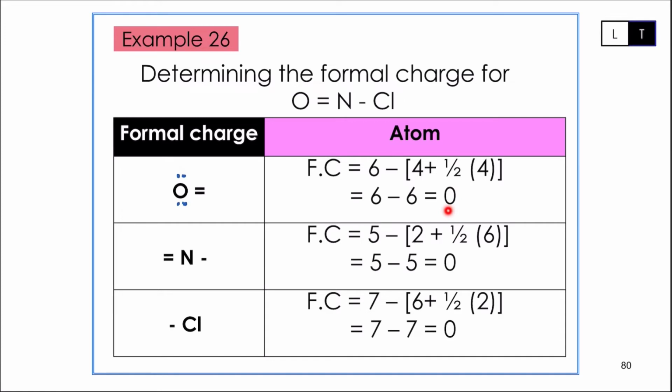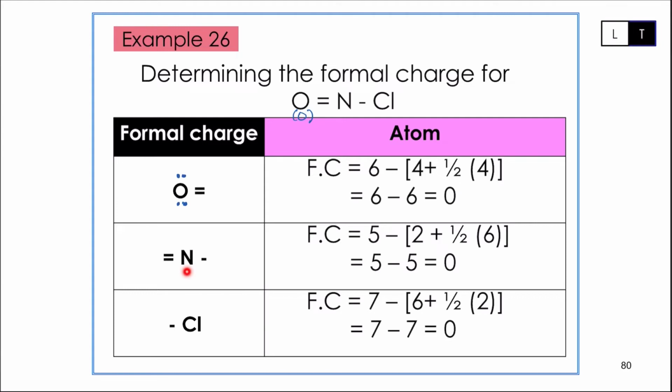So macam mana kita nak label formal charge? How you want to label the formal charge? You have to label on the structure. So ini adalah kita punya structure. So I'm going to label my formal charge for oxygen dalam kurungan kosong. Like that. And then, let's continue with nitrogen.